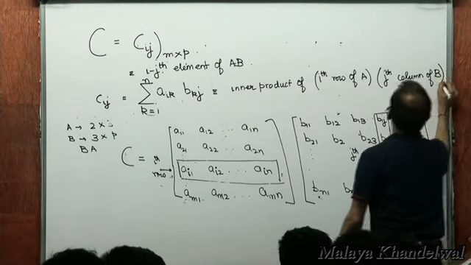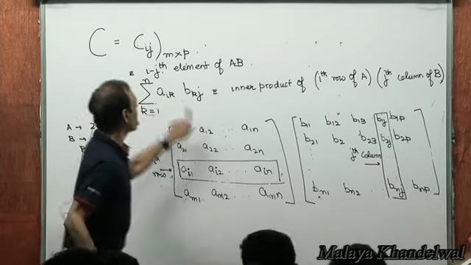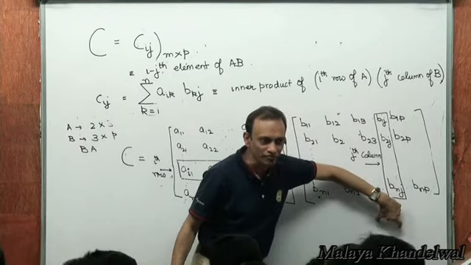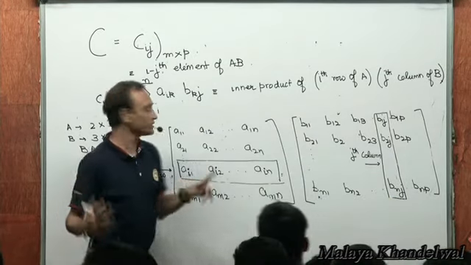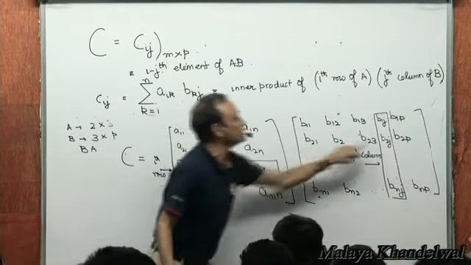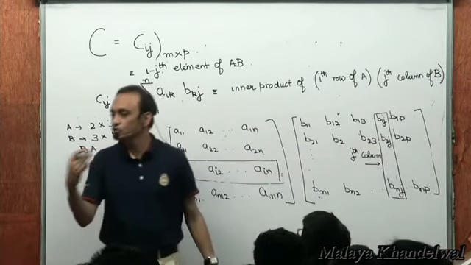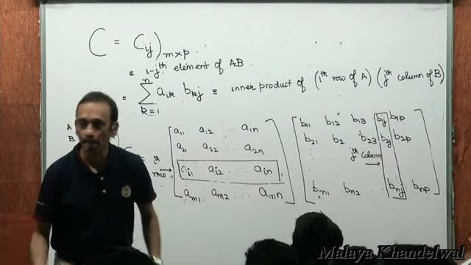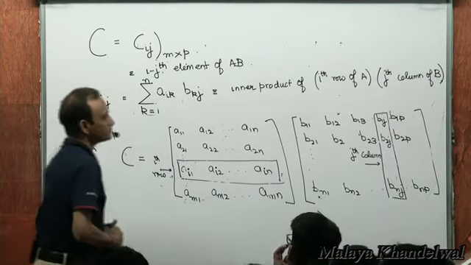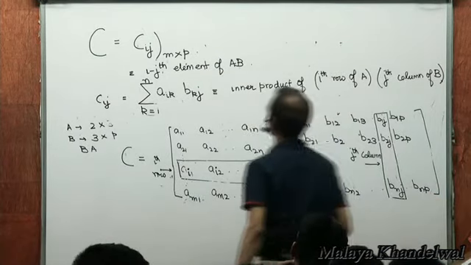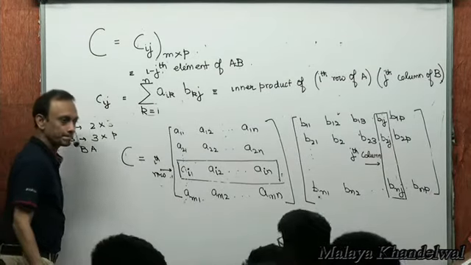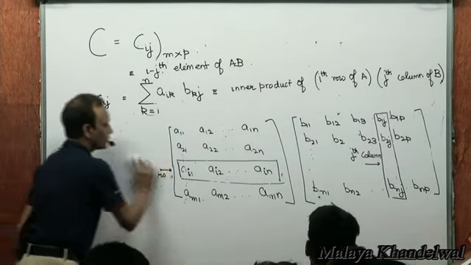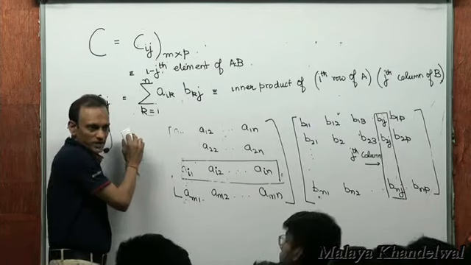Ith row of A into jth column of B. That's this inner product. This is the ith row of A and jth column of B. That's called an inner product. This into this plus this into this plus this into this, and so on and so forth. Yes or no? All's good, right? No issues with this, right?